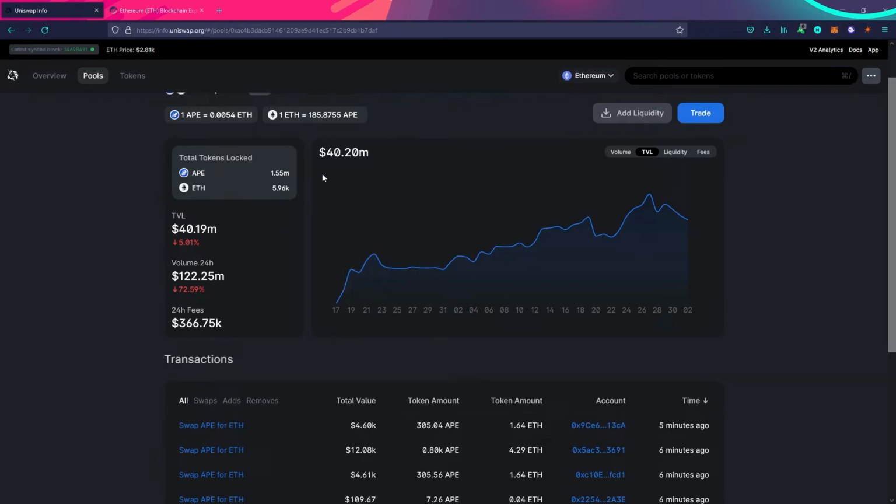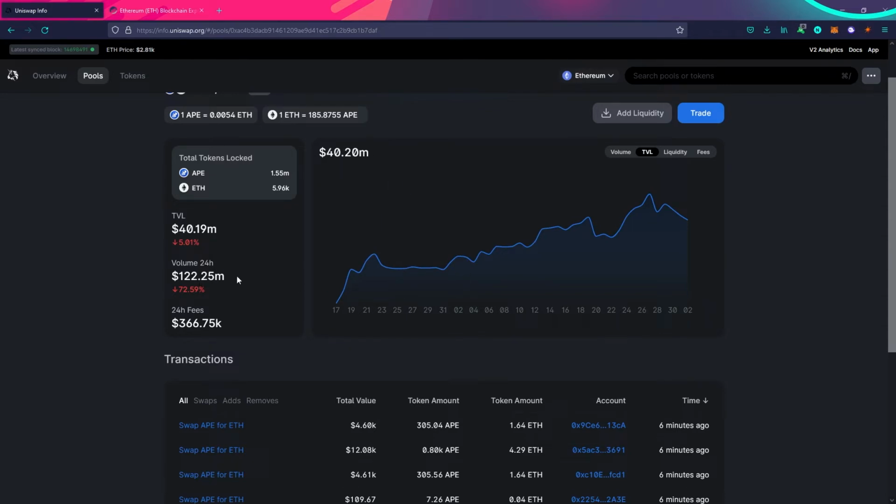So if the price of these tokens tanks and something happens in the crypto space, you'll see a dip in TVL. That's not necessarily people pulling liquidity out. That's just a dip in the prices because the value of the tokens has dropped.